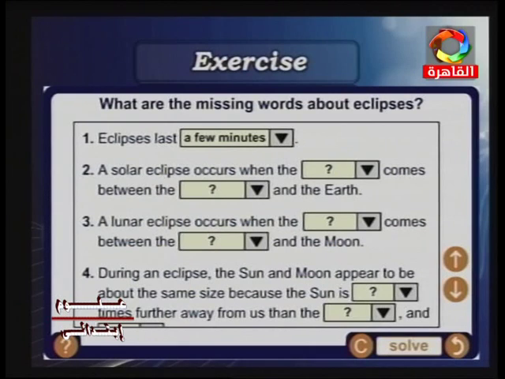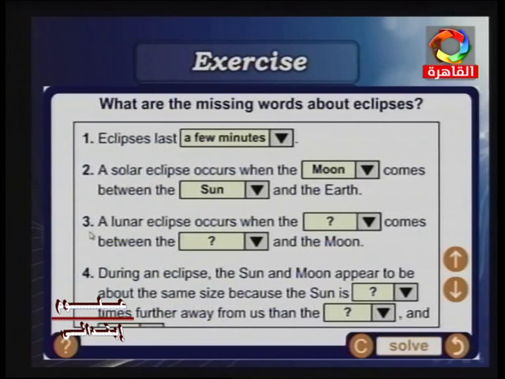So the solar eclipse occurs when? Which one of the bodies comes between the sun and the earth? Concentrate with me very well. The solar eclipse occurs when the moon comes between the sun and earth. Here we have the 3 parts. So the solar eclipse means the moon becomes between the sun and the earth. Why? Because the moon is found between the sun and the earth, so it covers the sunlight from earth.